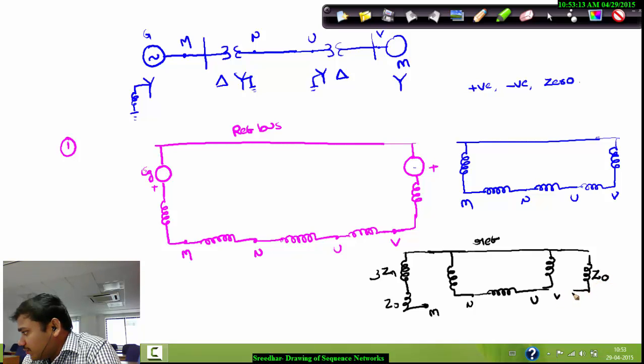This point is V. This is not connected to here because this is delta. This is also not connected to the reference bus because there is no connection here. This is how you need to draw. This is not connected to the reference bus, please understand. This is how you need to draw the circuit. Okay.